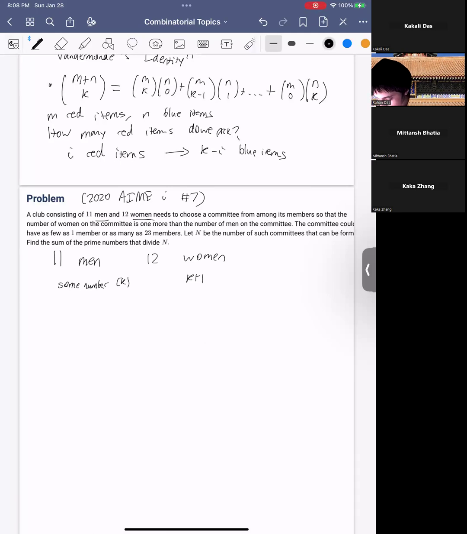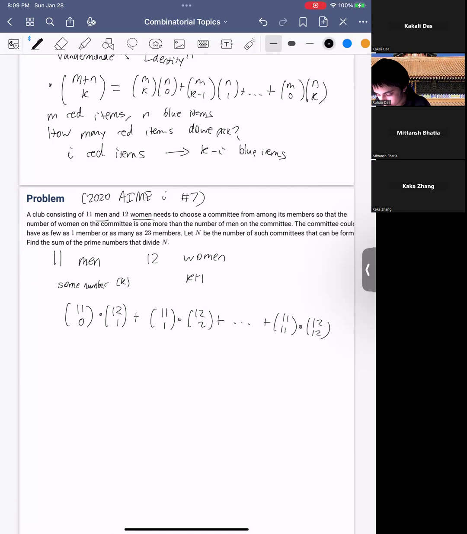We only have the restriction that k is between 0 and 11, which is implied anyway. So this is all we need to worry about, and we want to find the number of ways we can do this. By definition, this is 11 choose 0 times 12 choose 1, plus 11 choose 1 times 12 choose 2, until 11 choose 11 times 12 choose 12.